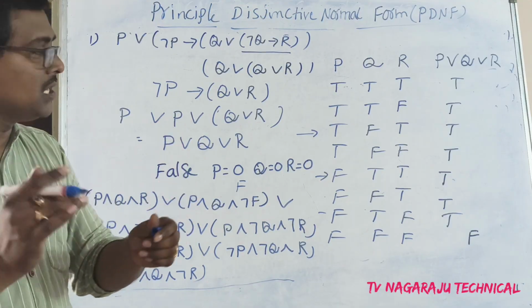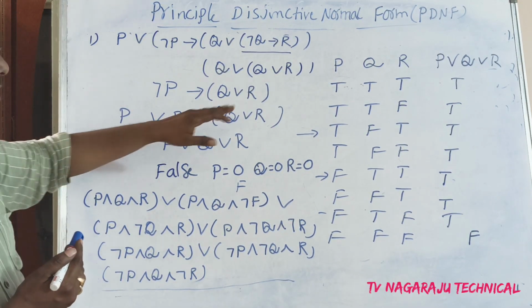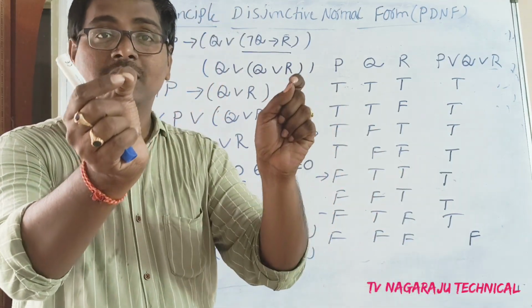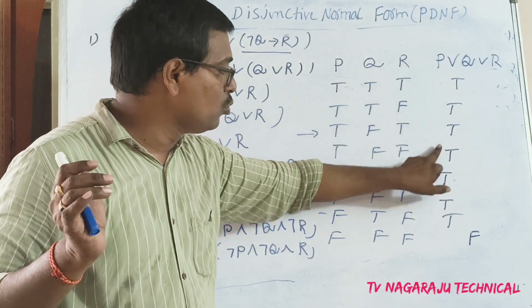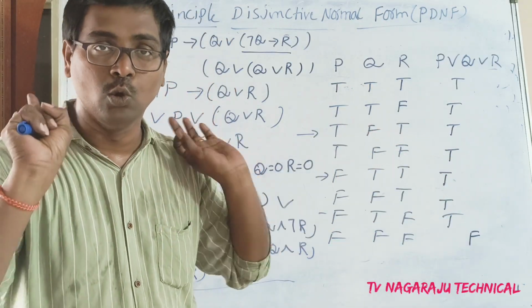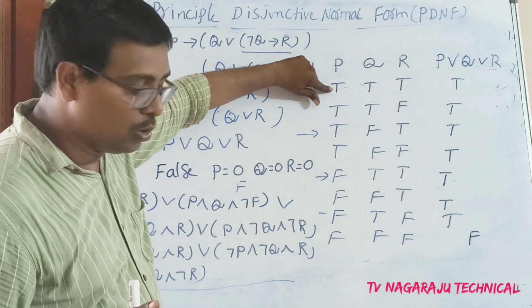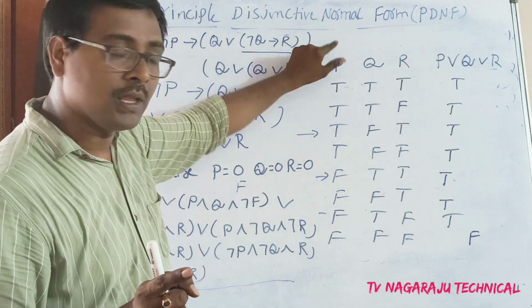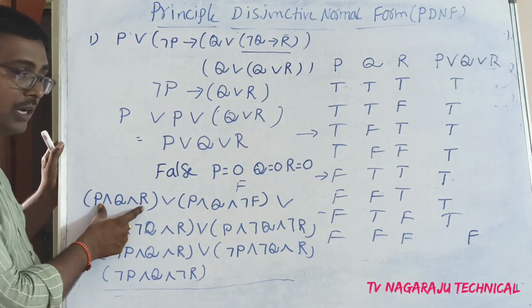Got it? Very simple. Whatever expression is given, first simplify the expression and construct the truth table. Now if it is a principal disjunctive normal form, consider the rows whose truth value is true. In that, if the literal's truth value is true, write P directly. If it is false, write negation P. It is DNF, that is, a sum of products.